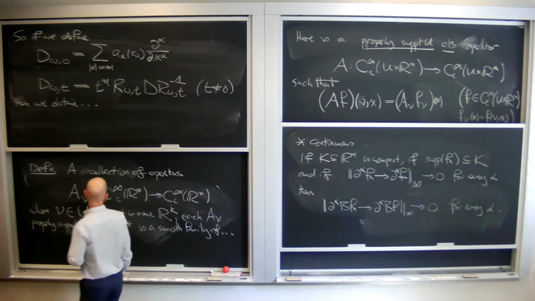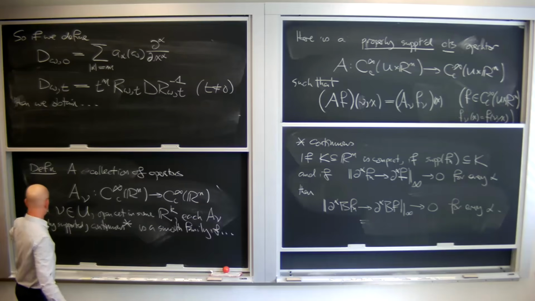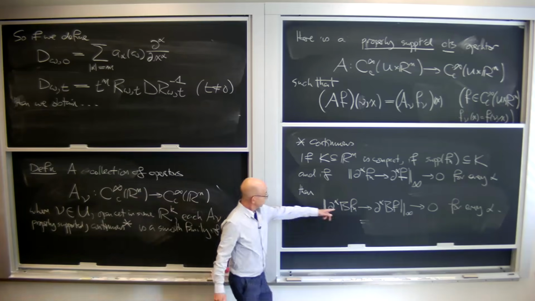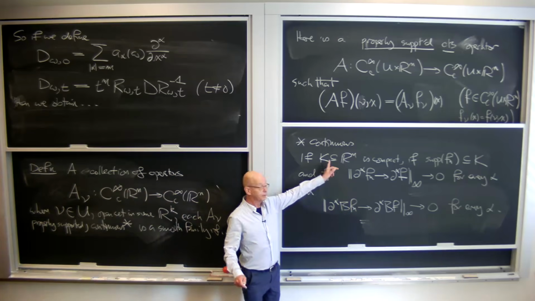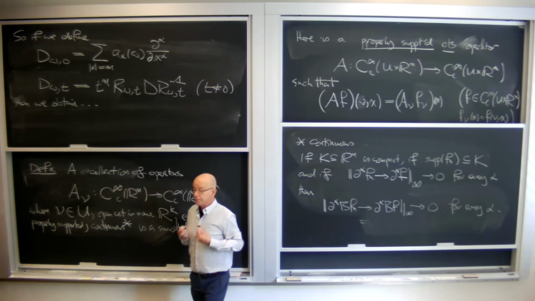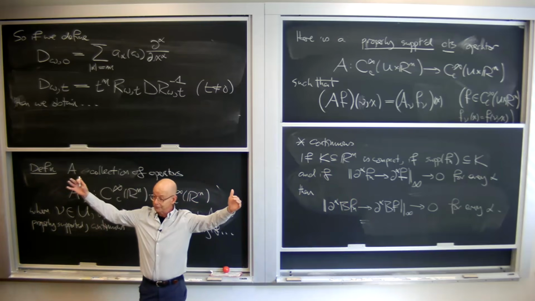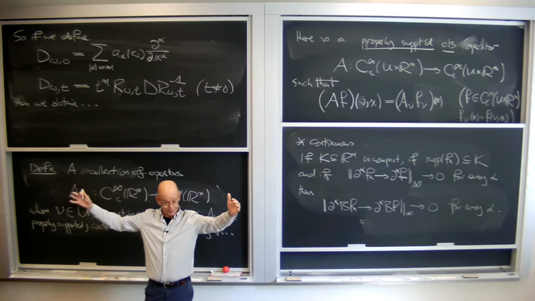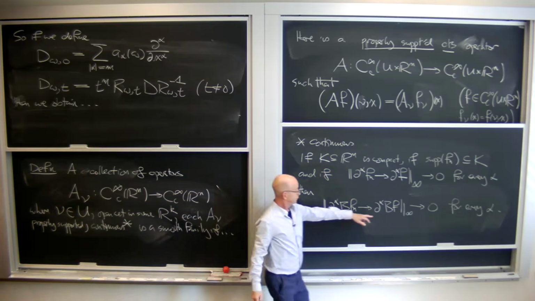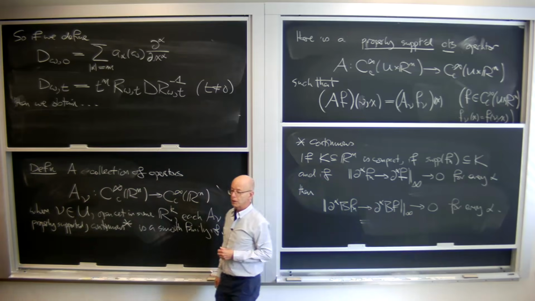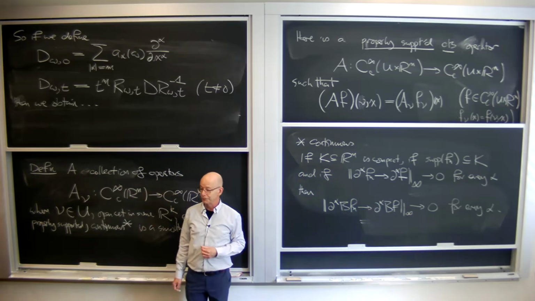I'm imagining that the operator B is properly supported. And what that means is that if you apply B to all of these functions fn, which are all supported inside of K, then all of the Bfn will be supported not necessarily inside of K, but inside of some bigger compact set. So it makes sense to choose the supremum norm because all of the functions are compactly supported, so there is some finite supremum norm. And that's what I mean by continuous.